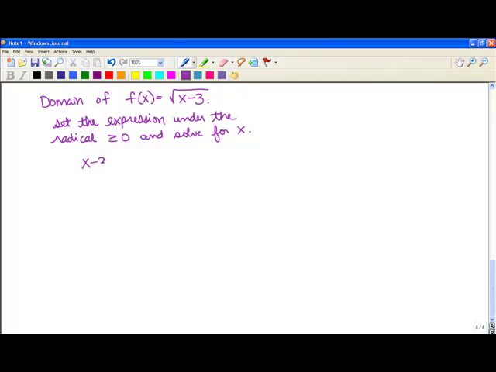So the expression underneath the radical is x minus 3. We need to set that greater than or equal to 0. Solve for x. Add 3 to both sides. So x is greater than or equal to positive 3. These numbers are valid in the domain. All numbers 3 and greater.